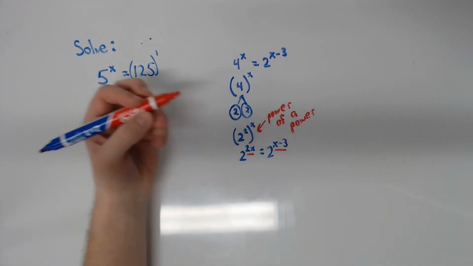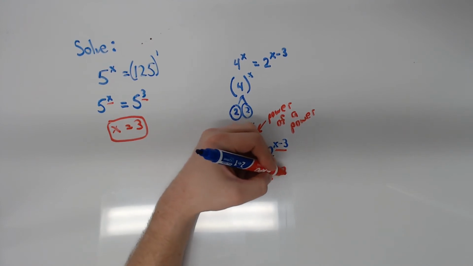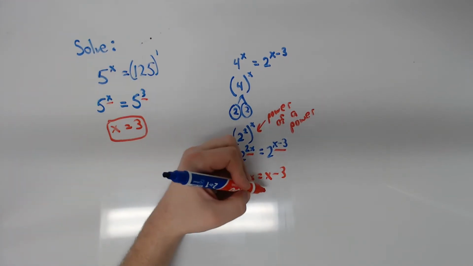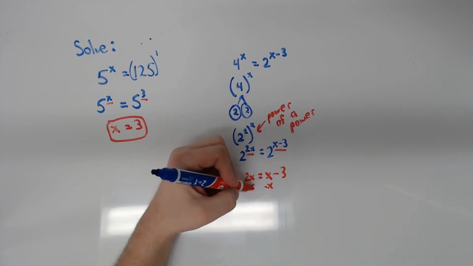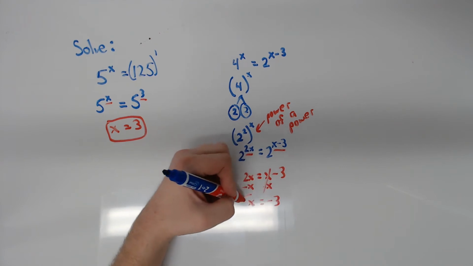All right, so once again, now we're set up to do what we did on the front page. Just write an equation between the exponents. Subtract x on both sides to get all the x's together. I get x equals -3.